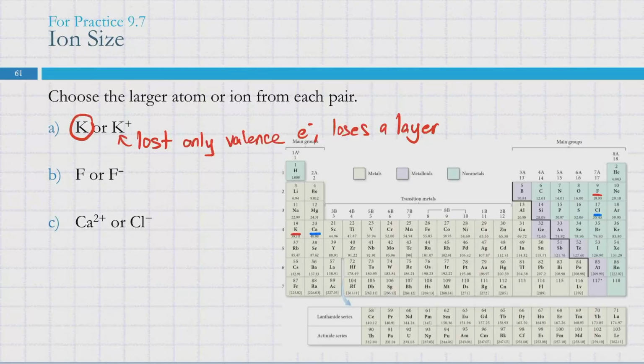What about fluorine or fluoride? Which one's bigger? Yeah, it's fluoride. Why is it fluoride? It doesn't gain a layer, but it gains an electron. And the extra electron causes a decrease in effective nuclear charge. So that allows the electrons to expand out a little bit. They're not as strongly pulled into the nucleus, so they can be a little bit further away.